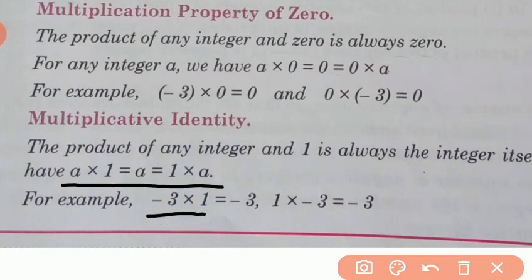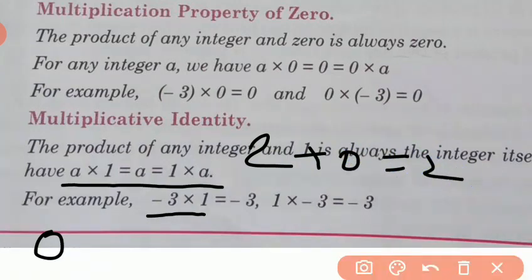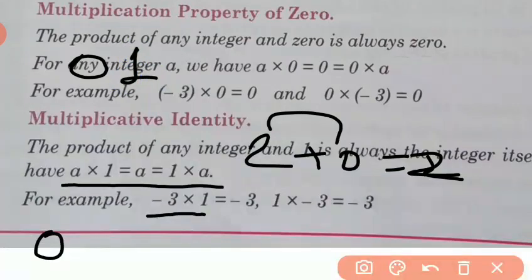This one also we have seen for addition. The additive identity is 0. If we add 0 to any integer, we get the same integer. For example, we had seen 2 plus 0 is equal to 2. So if we add 0 to 2, we'll get the same integer, 2 only. Same here. In multiplication, the multiplicative identity is 1, but for addition it is 0.